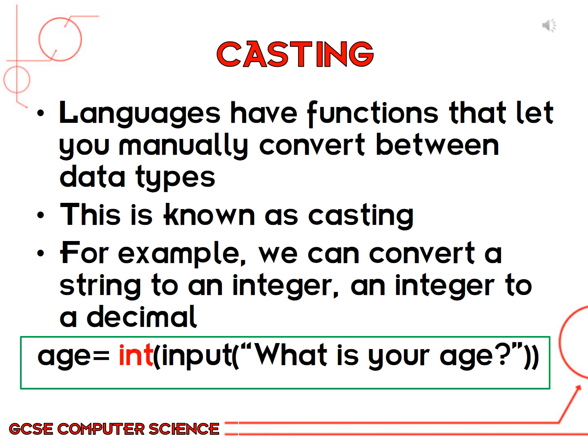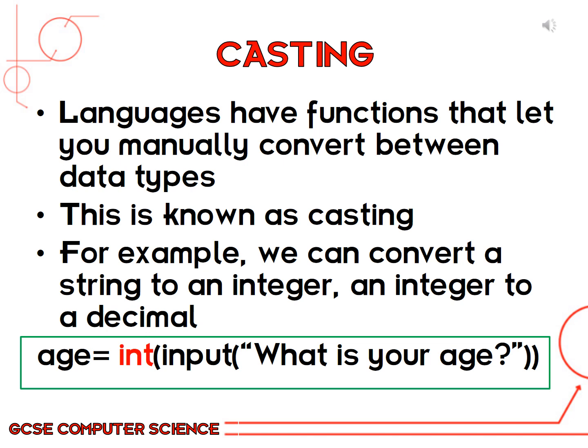This line of code at the bottom is Python code. You are asking the user to input their age, so you're asking them to input what is your age. They will type in a number. Now when they first type that number in, it is numbers that they're typing, but it's going to come in string format.